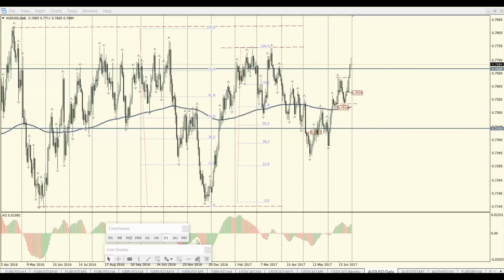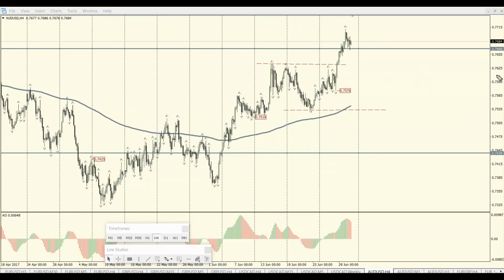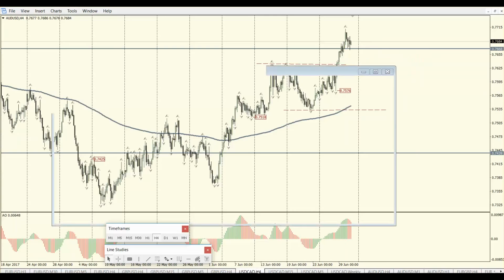But as you all know, I use H4 for my strategic directions. So at the moment, it's up, and I will be looking for buy positions. We'll see what will happen, and we'll see how lucky I will be. Next pair is Canadian dollar against US dollar.